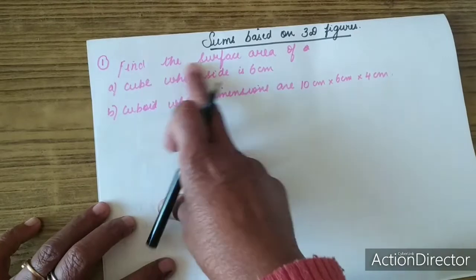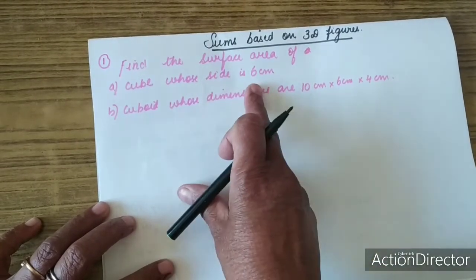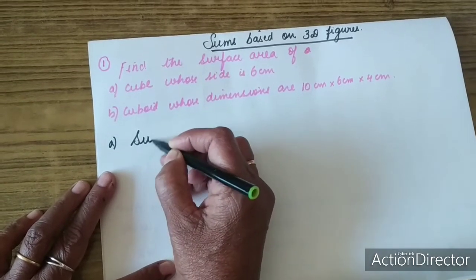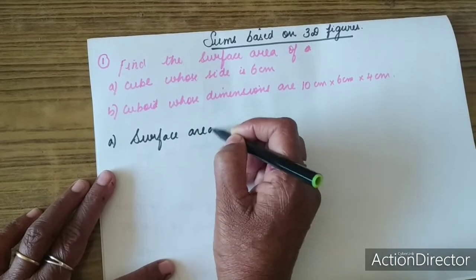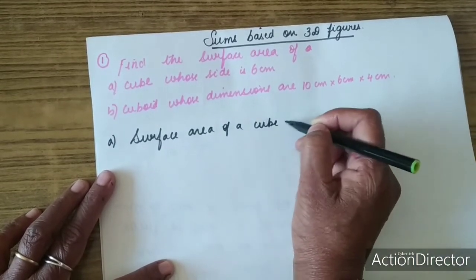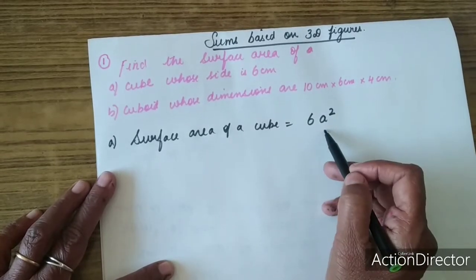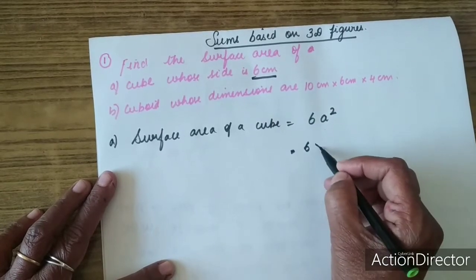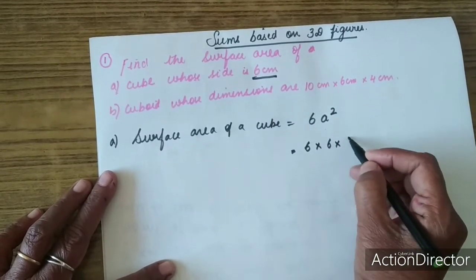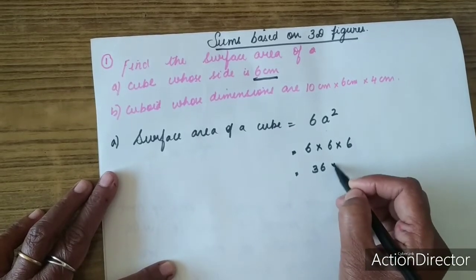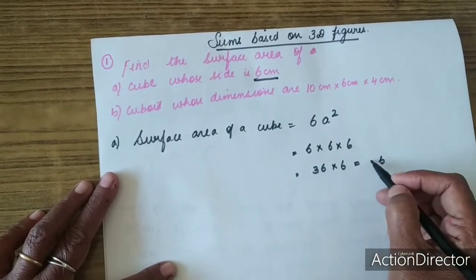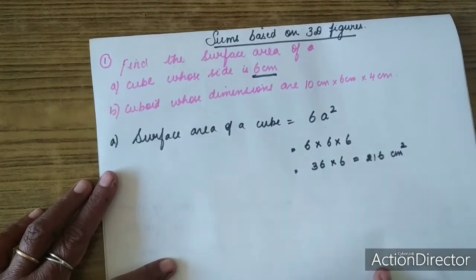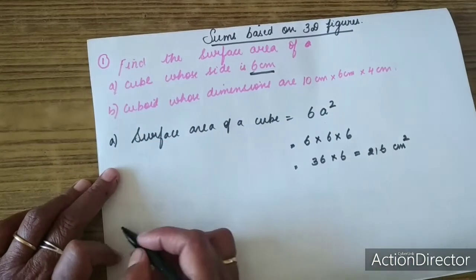First question: find the surface area of a cube whose side is 6 centimeter. You know the formula for the surface area of a cube. Surface area of cube is equal to 6a square, where a stands for the side of the cube. The side of the cube is 6 centimeter. So it is 6 into 6 into 6. 36 into 6, which is 216. Don't forget to write the unit. It is 216 square centimeter.